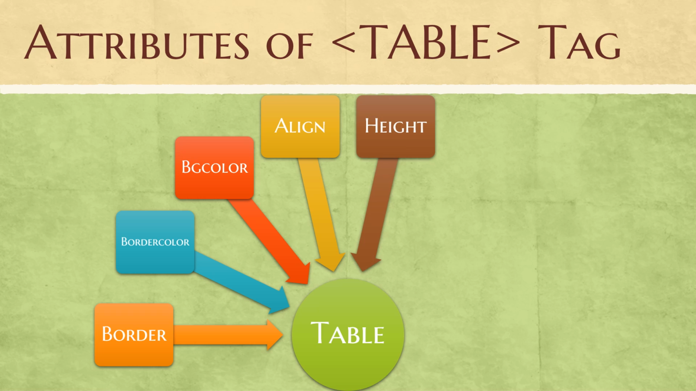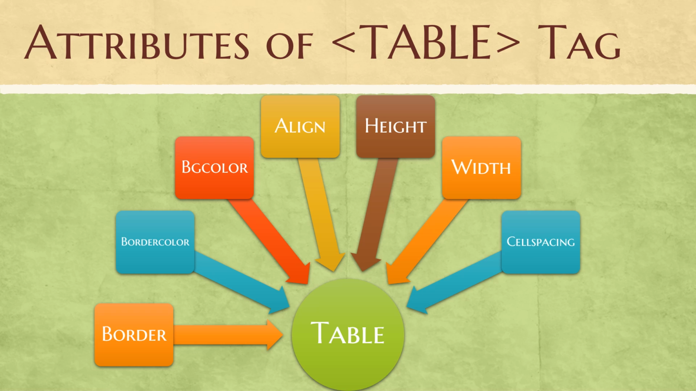Height specifies the height of the table in number of pixels. Similarly, we can give the width by using the width attribute. Cell spacing means the space between two cells in a table. What the space between two cells will be can be defined by using the cell spacing attribute.